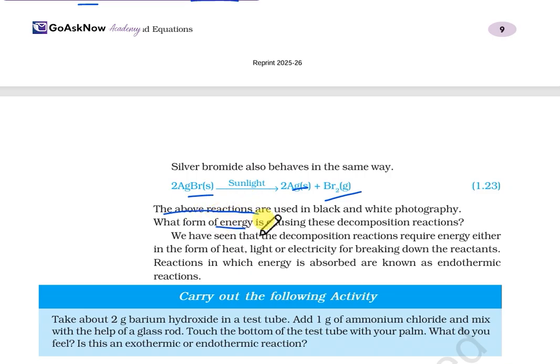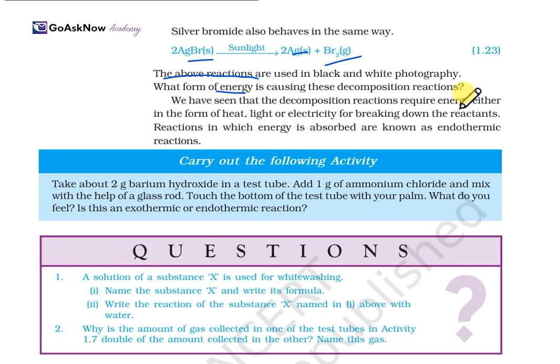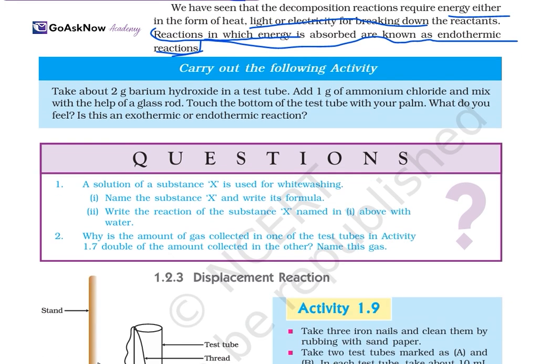What form of energy is causing the decomposition reaction? We have seen that the decomposition reaction requires energy either in the form of heat, light or electricity to break down the reactant. A reaction in which energy is absorbed is known as endothermic. Exothermic we have studied. Now the reaction in which energy is absorbed is known as an endothermic reaction. Now, let's move ahead with some questions.